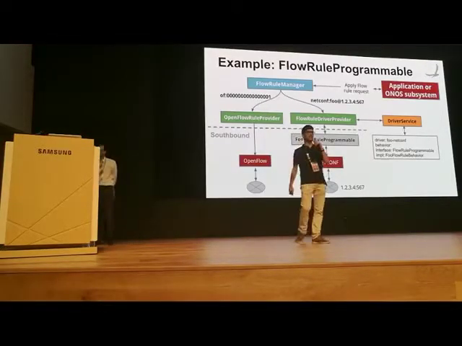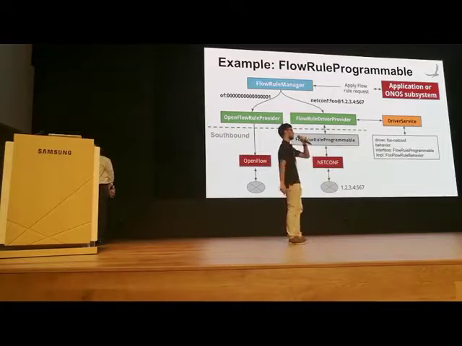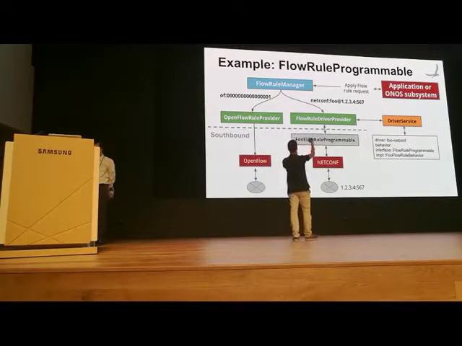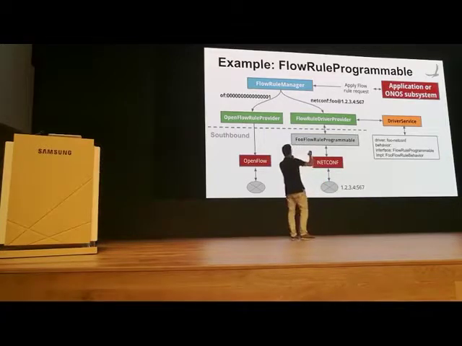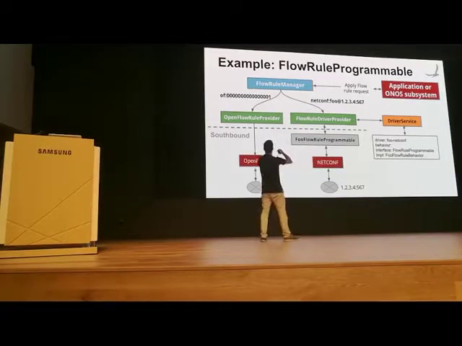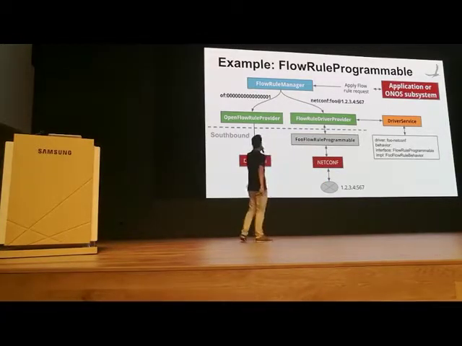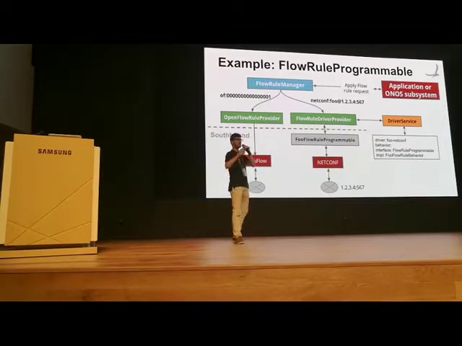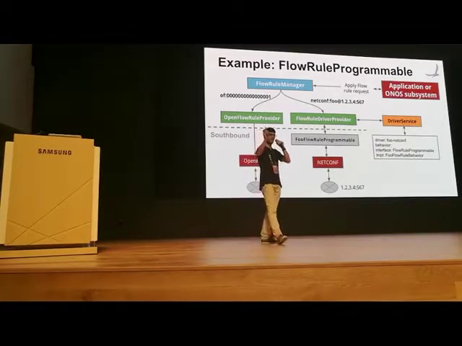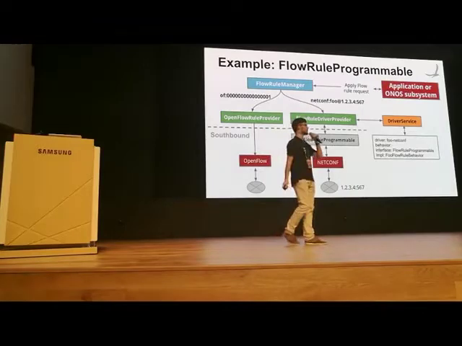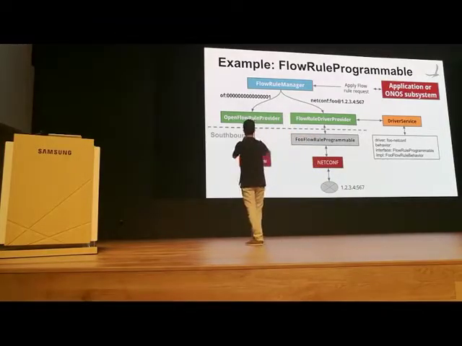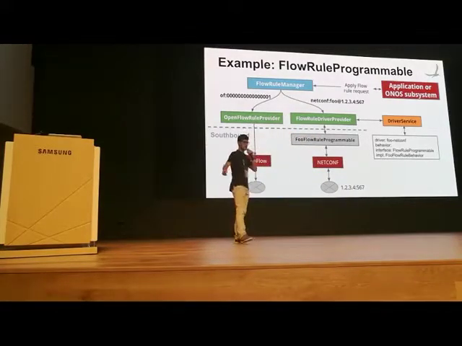So let's give an example. How does this whole thing work? Your application or ONOS subsystem requests a flow rule. The flow rule, in this case, arrives at the flow rule manager. In the case of OpenFlow, it's a one-to-one mapping between the ONOS core flow rule and the one on the device. So the OpenFlow flow rule provider just sends it to the device.